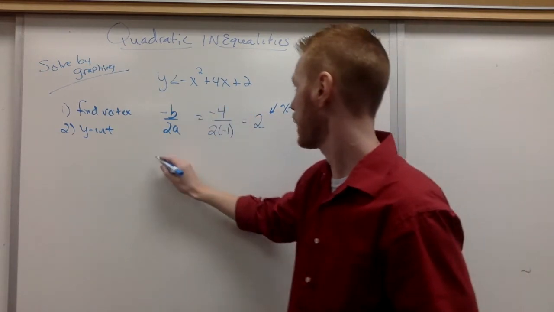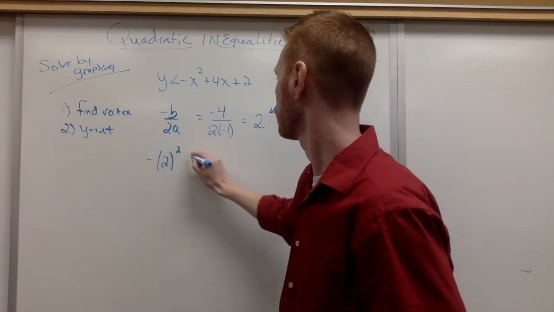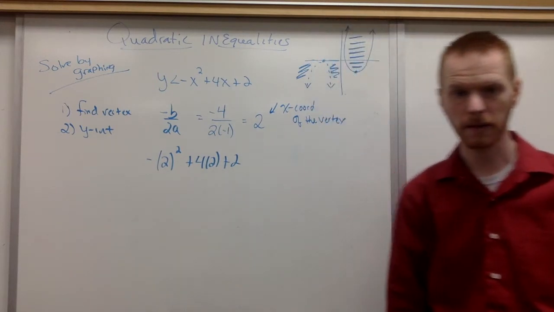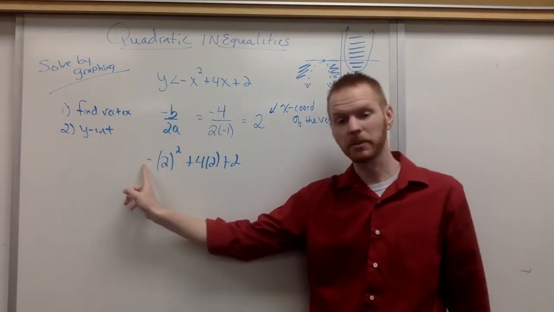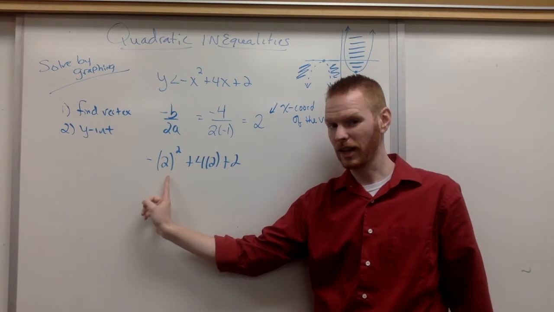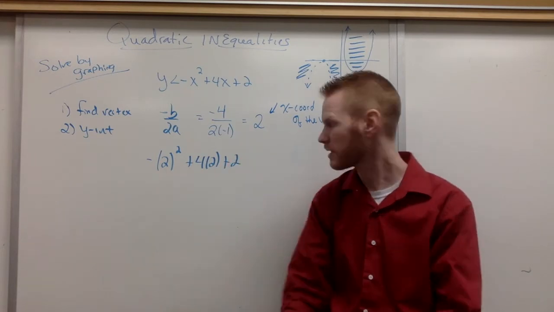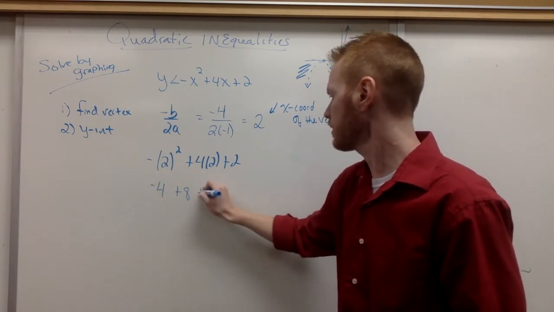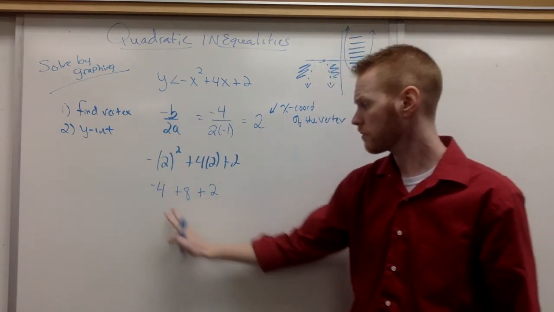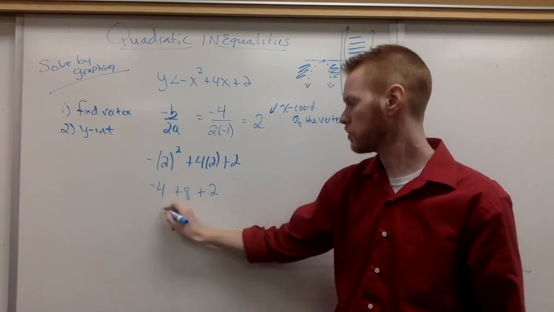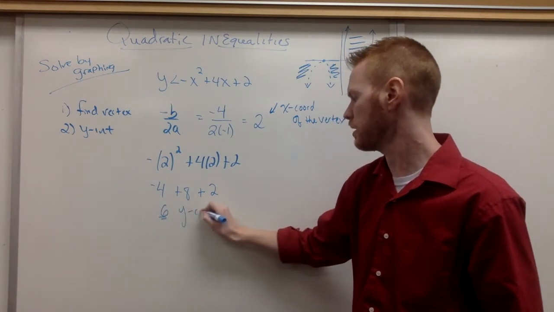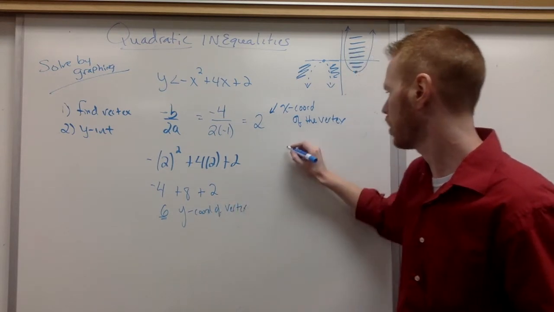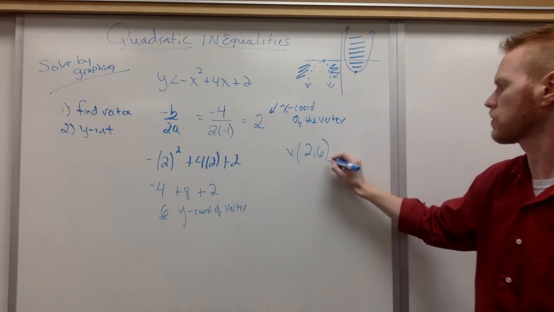Okay? So let's do that. Negative of 2 squared plus 4 times 2 plus 2. Be careful. We're applying the negative after this guy, order of operations. Very important with that. We have a negative 4 plus 8 plus 2. Add those together, I get positive 4 plus 2 gives me a 6. Now this would be the y-coordinate of the vertex. So altogether, it would be 2, 6.